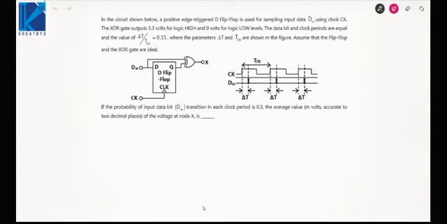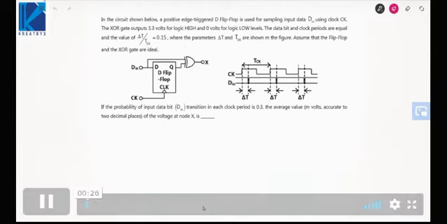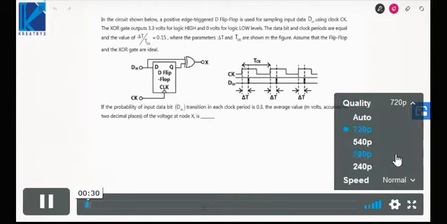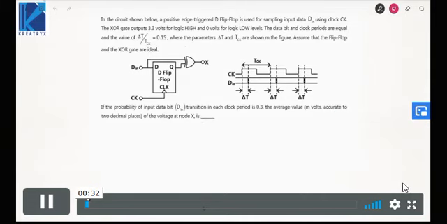Hi guys, in this video we'll continue from where we left off and we'll take a look at some problems that are based on sequential circuits as well as data converters. So in the first problem, it says, in the circuit shown below, a positive edge trigger D flip-flop is used for sampling D in using clock CK.